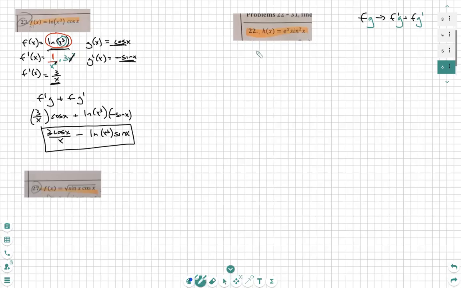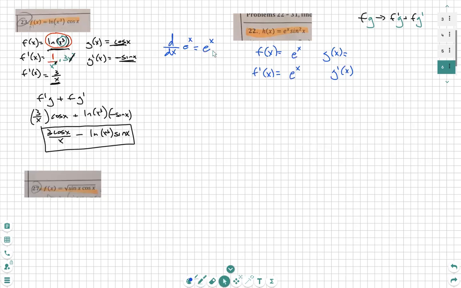The next one, we have the same thing. We're going to do the same thing again. Label out my f and my g, find my f prime, find my g prime. f of x is e to the x. The derivative of e to the x is just e to the x. It stays the same. We can write that over here just in case. Remember, d over dx is just another symbol for derive. It's the same thing.